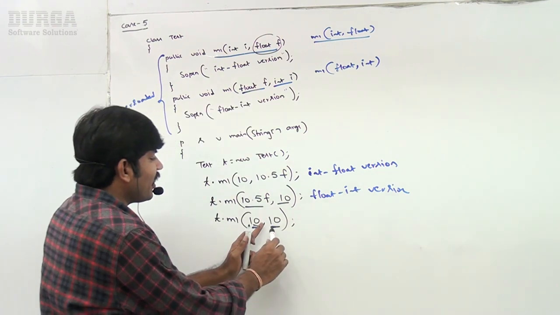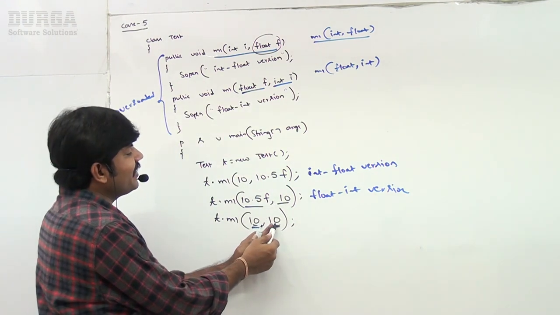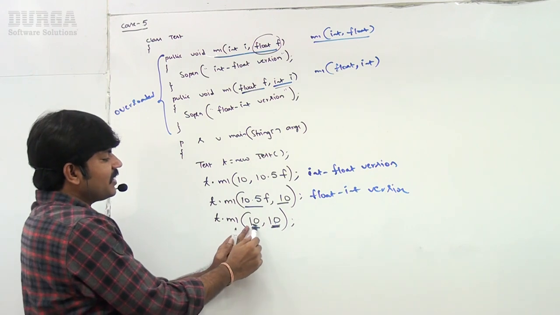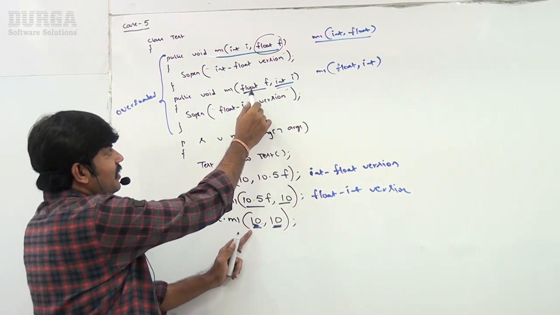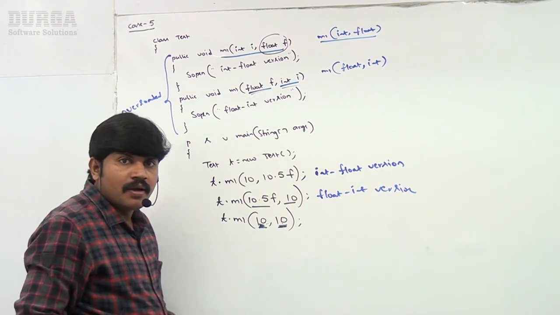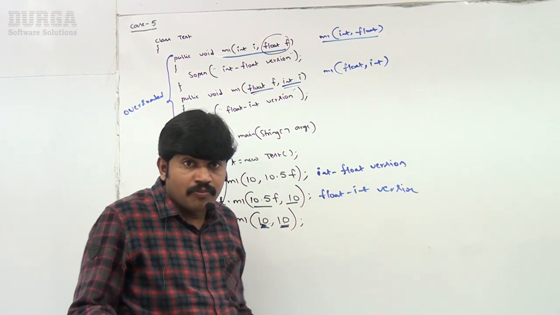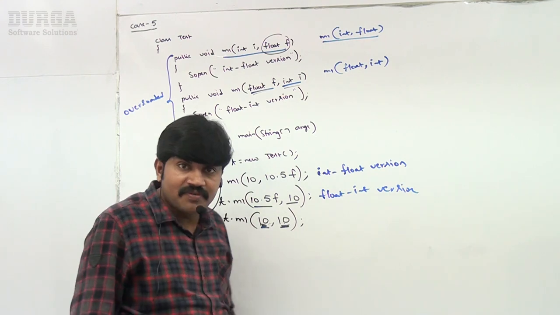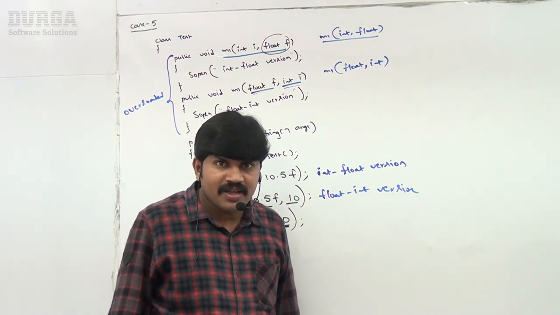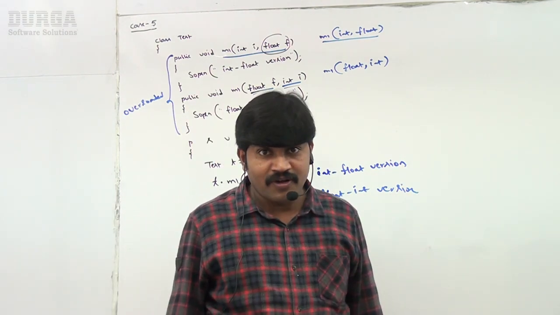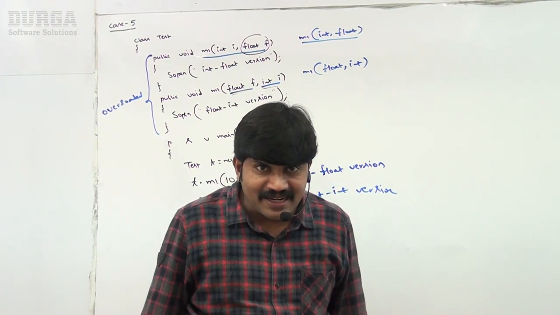Then, in Pakistan, 10, int, int, int matched. For the second argument, from right to left, int will be promoted to float. In India, the first version will get the chance, but in Pakistan, the second version will get the chance. Is Java a country dependent language? Platform independent anyway. Is it country dependent?